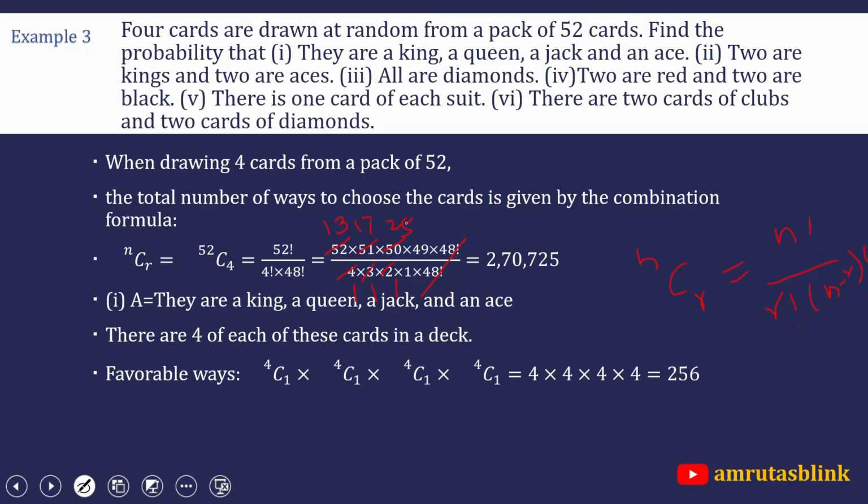equal to 256, and hence probability of this first event A, that is probability of having a king, a queen, a jack and an ace, is P of A, which is equal to N of A upon N of S, is equal to 256 upon 2,70,725. We could simplify further, but here there are no common factors, so we have to keep our answer as it is, that is 256 upon 2,70,725.